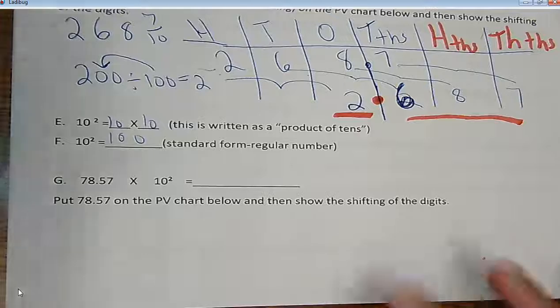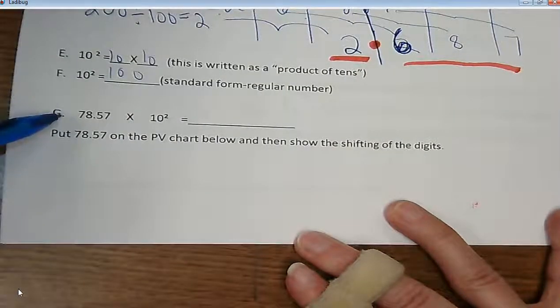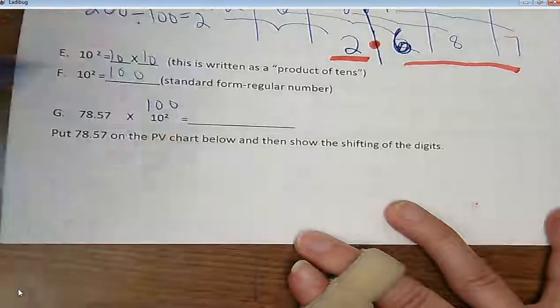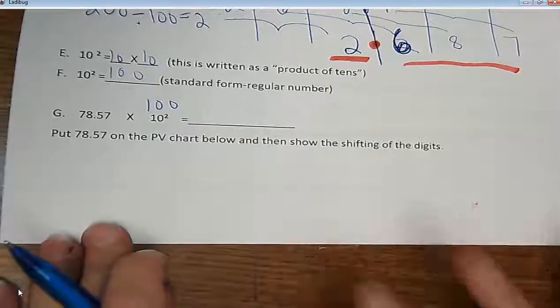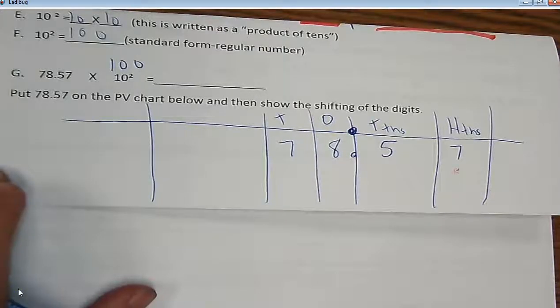All right. So let's look at G. We need to do 78 and 57 hundredths times 100. So why don't you try to set that one up for yourself and then check back with me. All right, that's what I have so far.